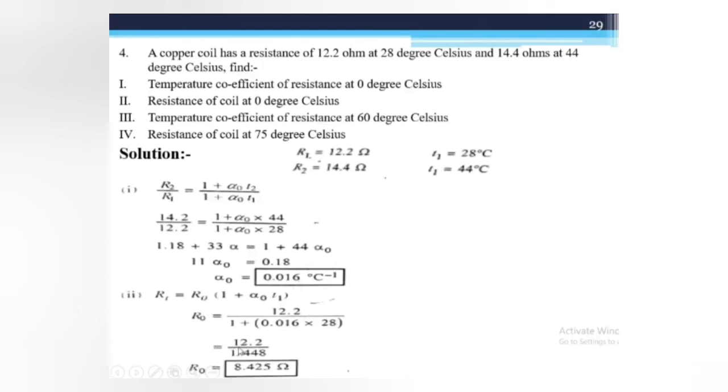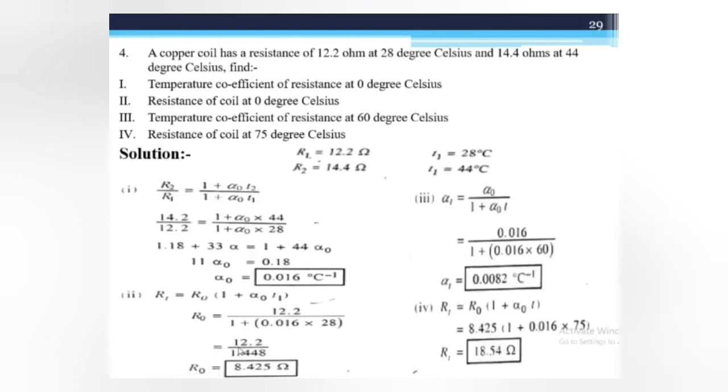Now the third is the temperature coefficient of resistance at 60 degrees Celsius. As we already derived the equation, alpha T equal to alpha 0 upon 1 plus alpha 0 T. So alpha 0 is 0.016, and here T is 60 degrees. By putting the values of alpha 0 and T, you will get the temperature coefficient of resistance at 60 degrees. It is 0.0082 per degree Celsius.